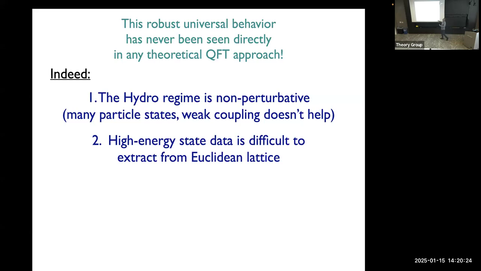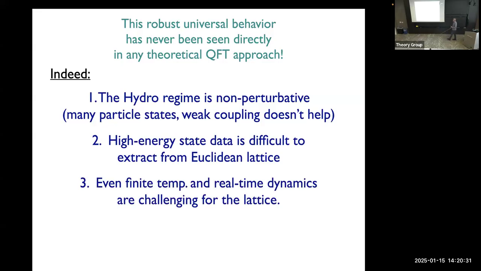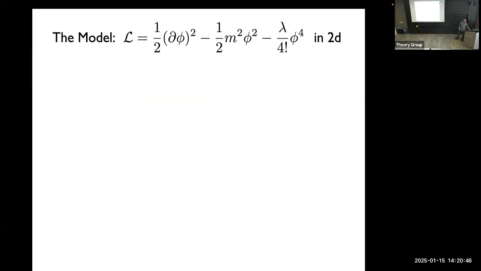This kind of high energy state data is difficult to extract from a Euclidean lattice. It's very Lorentzian in nature, and so even computing things at finite temperature in real time is quite a challenge for them. It's a very Lorentzian kind of physics, and so precisely the kinds of methods that I've been discussing here are ideal.